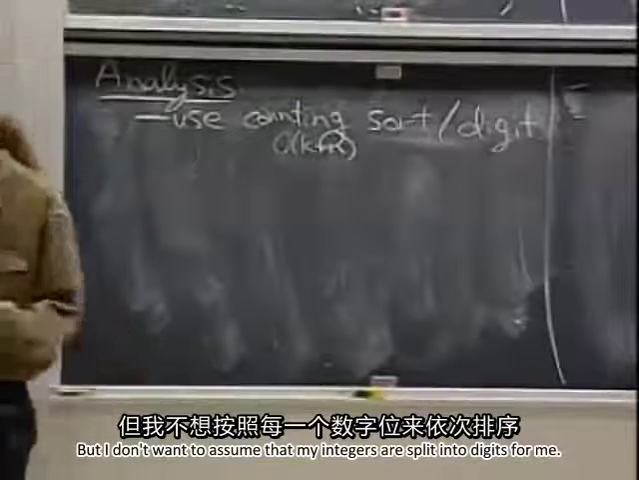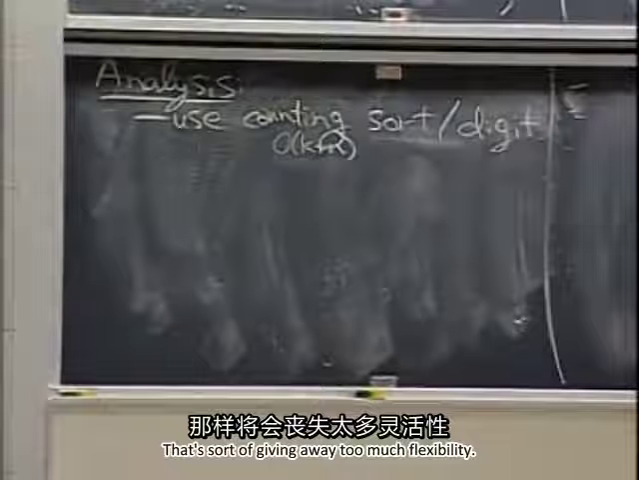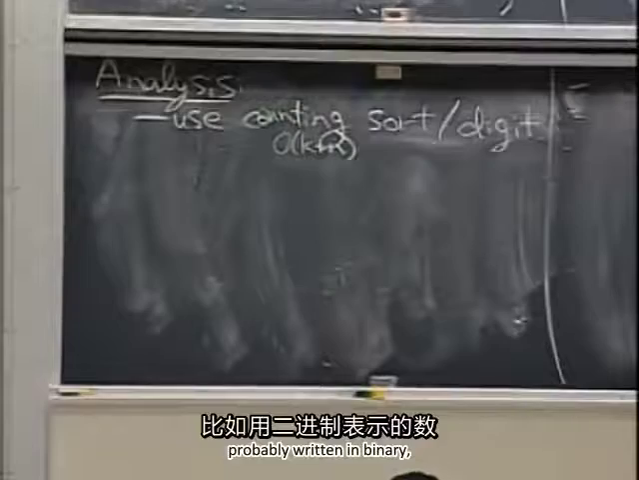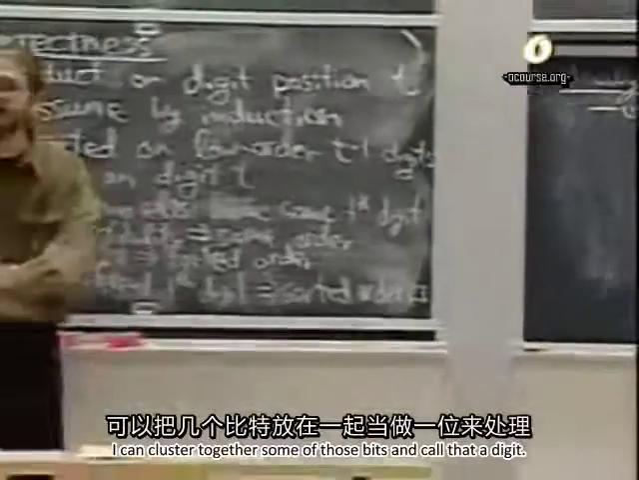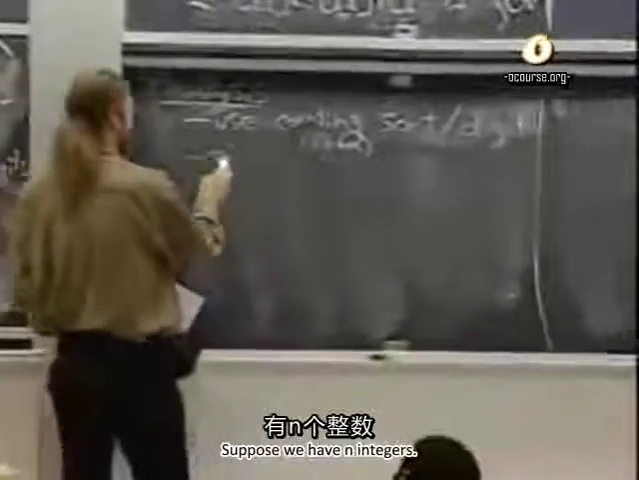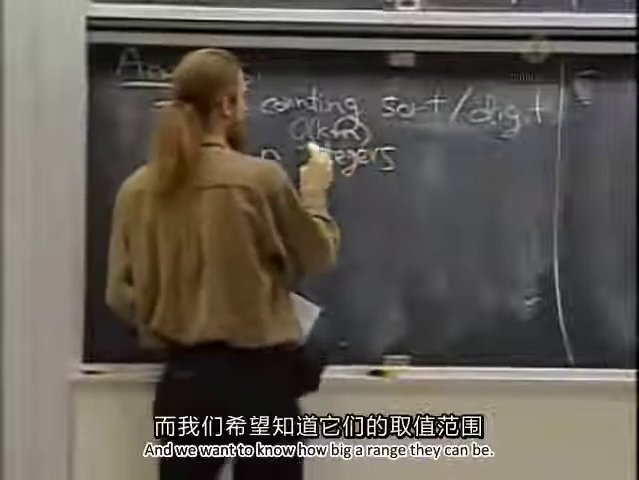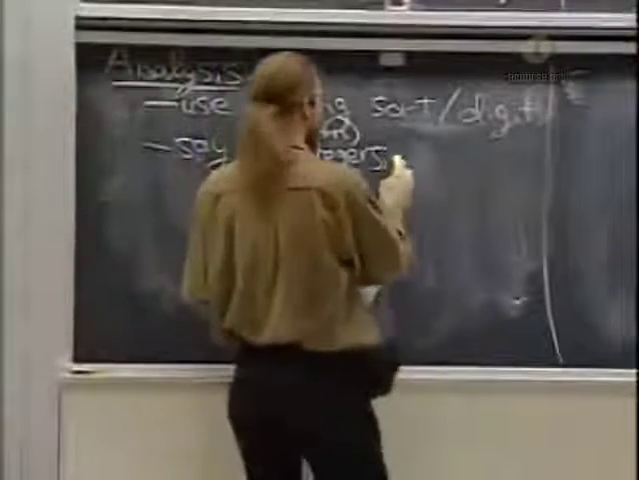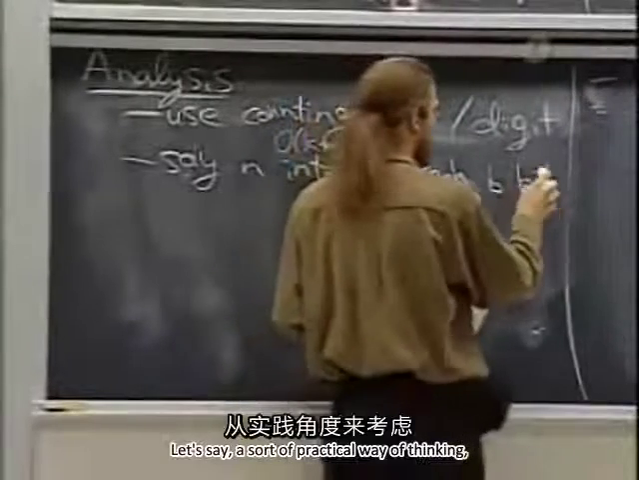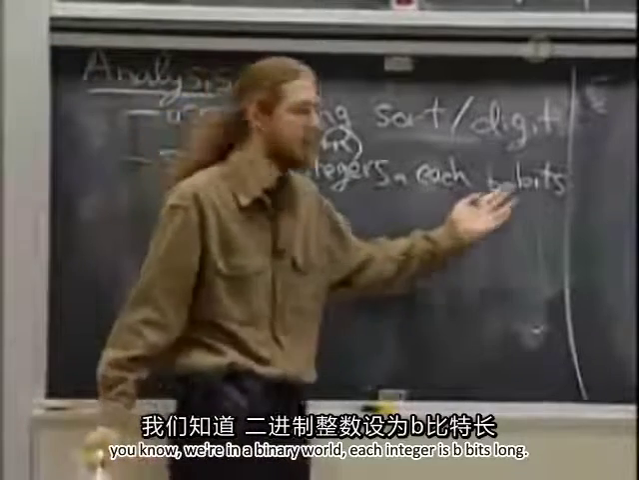Okay, but I don't want to assume that my integers are split into digits for me. That's sort of giving away too much flexibility. Because if I have some number written in whatever form it is, probably written in binary, I can cluster together some of those bits and call that a digit. So let's think of our numbers as binary. So suppose we have n integers. And they're in some range, and we want to know how big a range they can be. So let's say, sort of a practical way of thinking, you know, we're in a binary world, so let's say that each integer is b bits long.